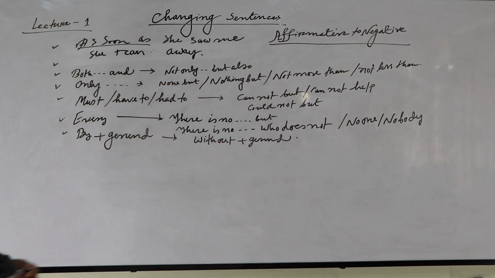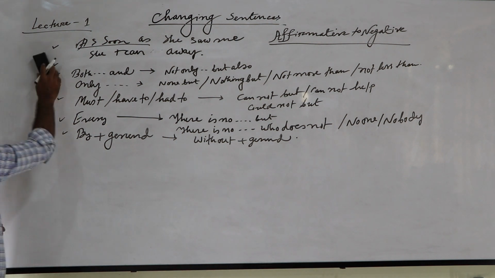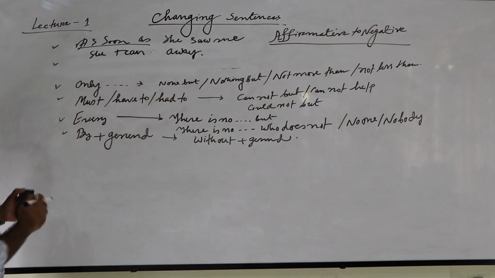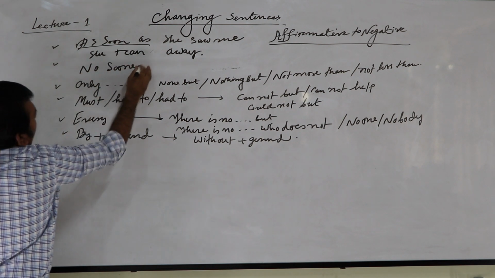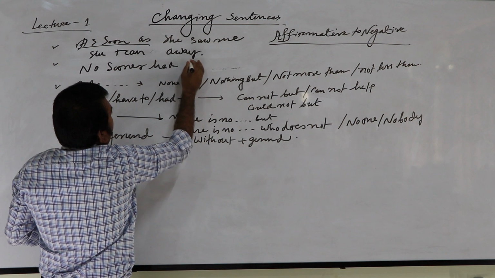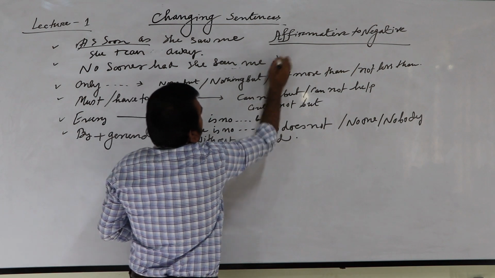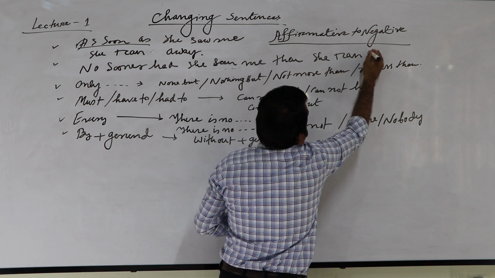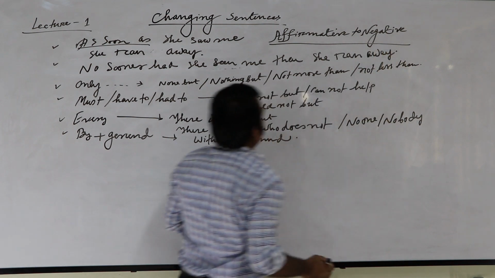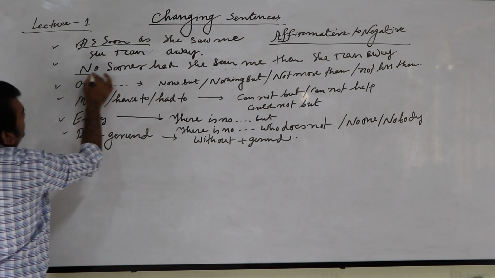So, what should we do in changing this sentence into negative? We should use no sooner had in the place of as soon as. Just look at the whiteboard. I am writing the form. No sooner had she seen me than she ran away. That is, in the place of as soon as, we have already used no sooner had.